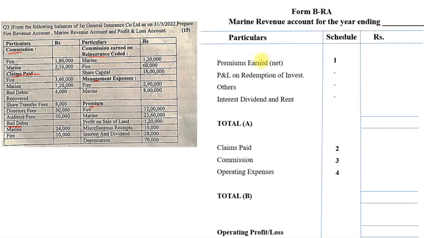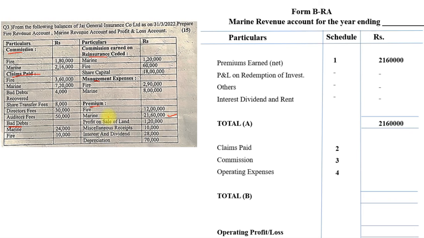The very first thing is premium earned. Whenever you get such kind of figures here, the amounts are all net amounts basically. So premium on marine is 21,60,000. There is nothing else given under premium because no other premium is given. So we'll take marine directly, 21,60,000. Nothing related to PNL, redemption of investment. I don't think there's anything else, so we put it as nil. No others, no interest. So the total comes to 21,60,000.